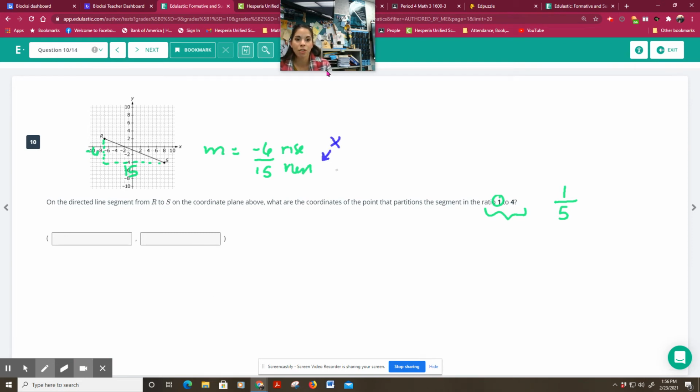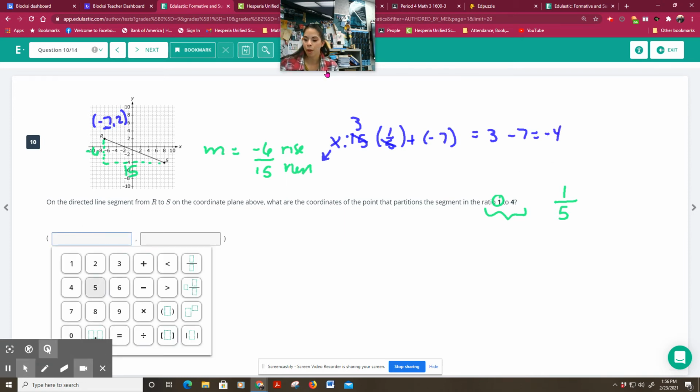So the x has to do with the run, which is a 15. And I have to take 1/5 of that and add that to the x value of the starting point. The starting point R is at the coordinate negative 7, positive 2. So the x coordinate is a negative 7. 5 goes into 15 3 times. 3 times 1 is 3. 3 minus 7 is negative 4. So negative 4 goes in the first box there.